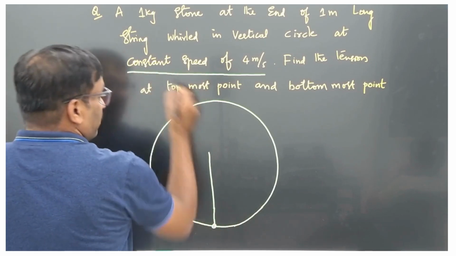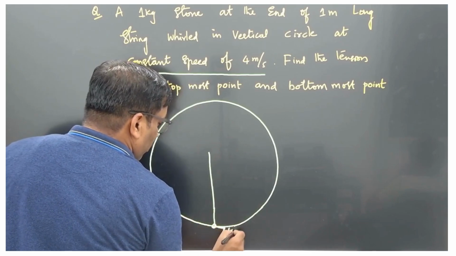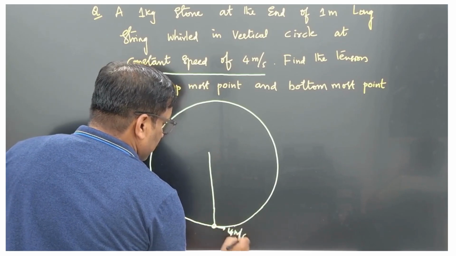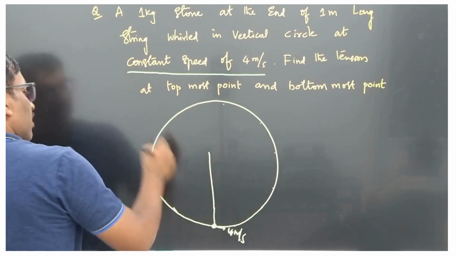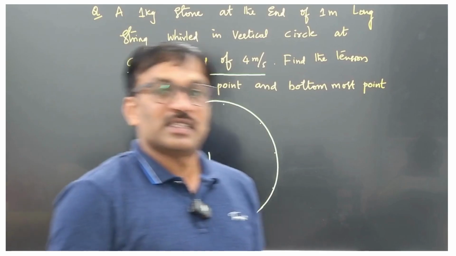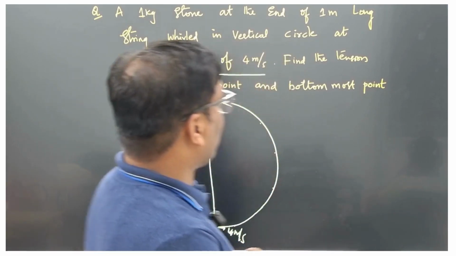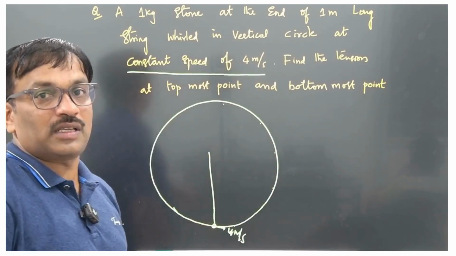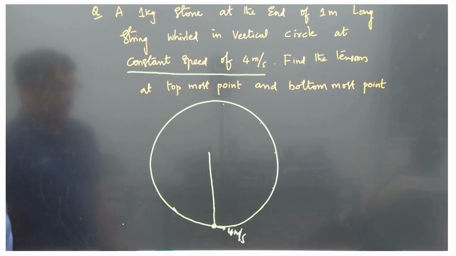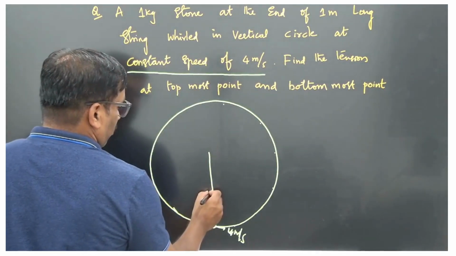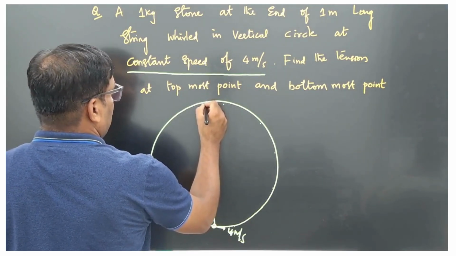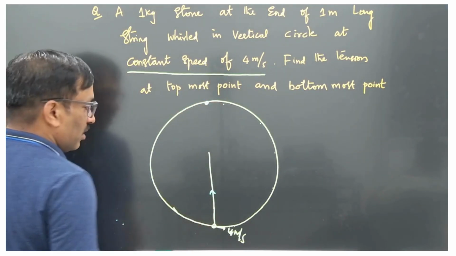See, constant speed, that means the speed at this point is 4 meters per second. The speed at this point, at this point, at every point the speed is the same. Till now what we discussed, and this question is different. Now we want to calculate the tension at the bottommost point and the tension at the topmost point. Exactly the same thing. We know it.